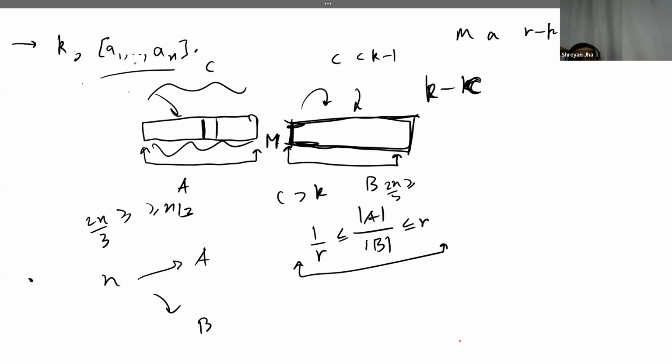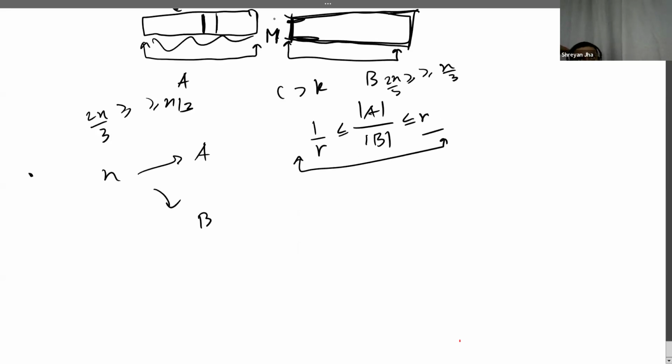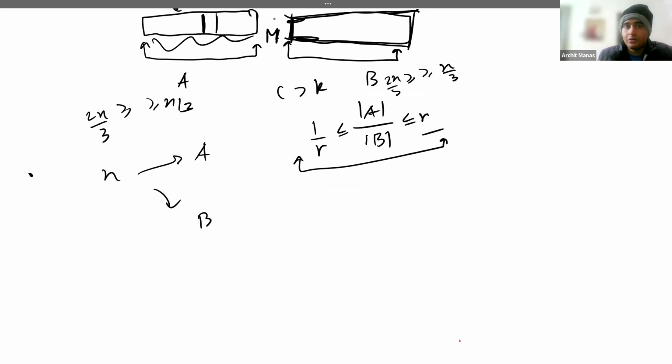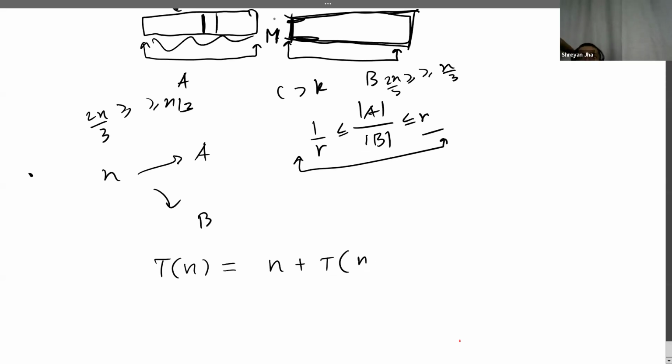Right? And if somehow I had an algorithm that in linear time is able to find an r-pivot for some fixed r, then I can use that over and over to devise an algorithm that runs in linear time, because I have T(n) equal to n plus T of (r minus 1) over r times n.